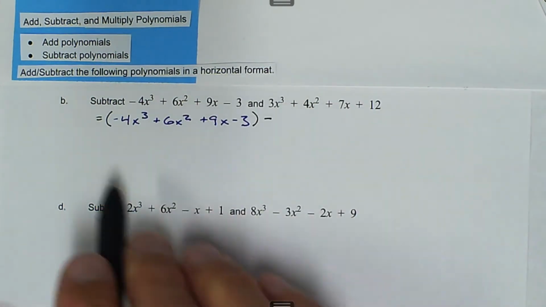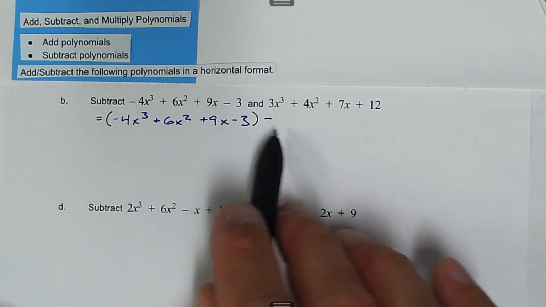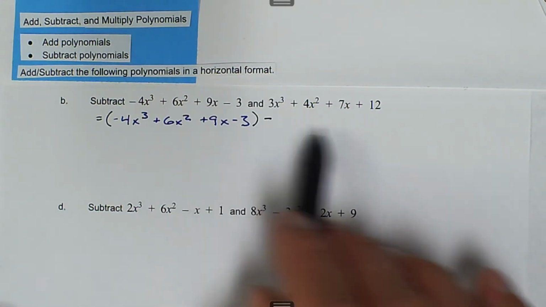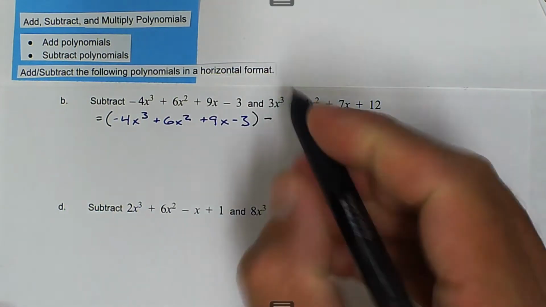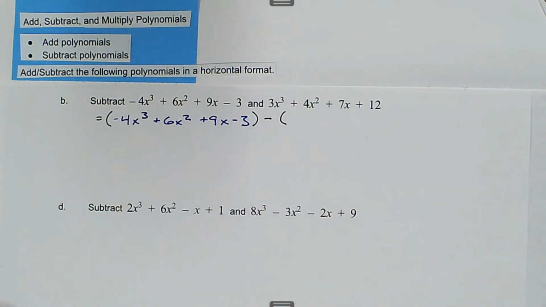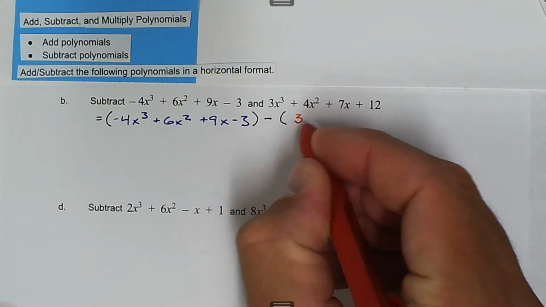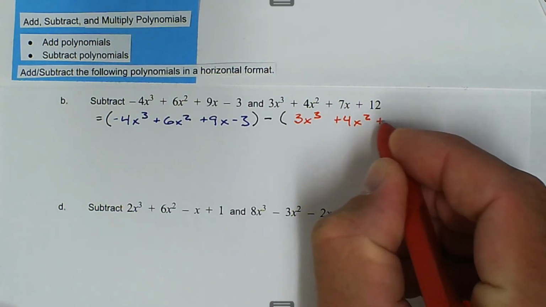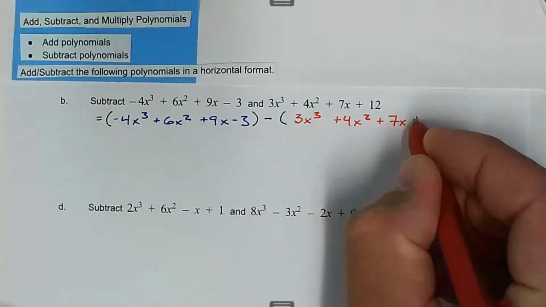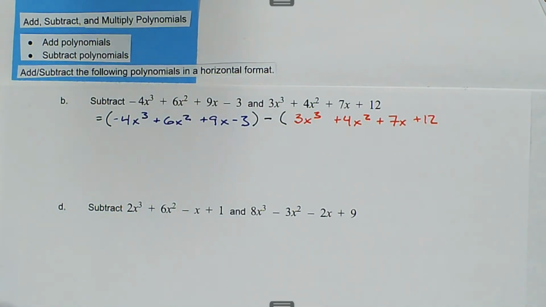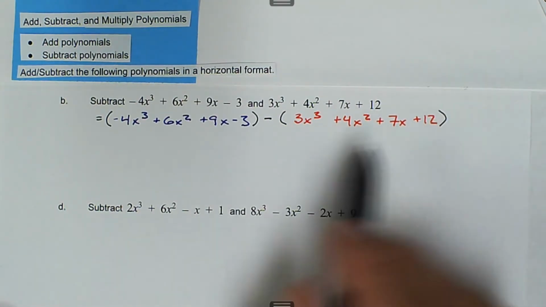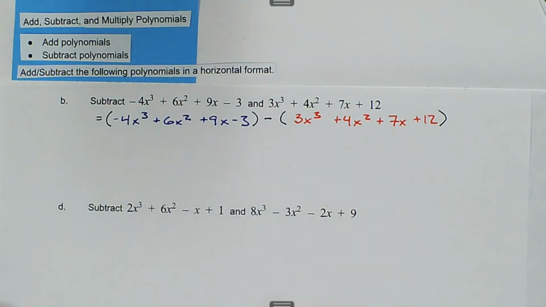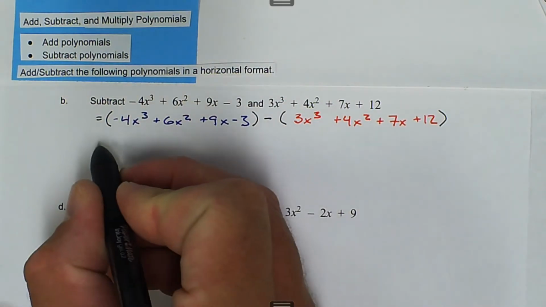Really, this first parentheses is not that important. The second parentheses is important because we have to make sure that this subtraction sign gets distributed to every term of the second polynomial. So that has to be 3x cubed plus 4x squared plus 7x plus 12. That second parentheses is a lot more important than the first. Sometimes it's just easier to put both in parentheses in order to simplify things.